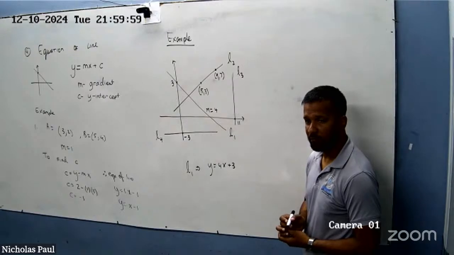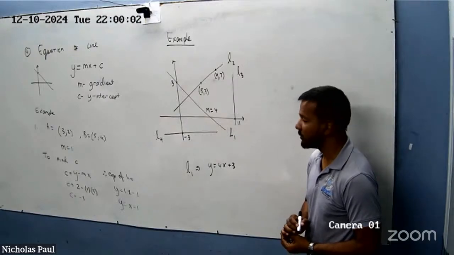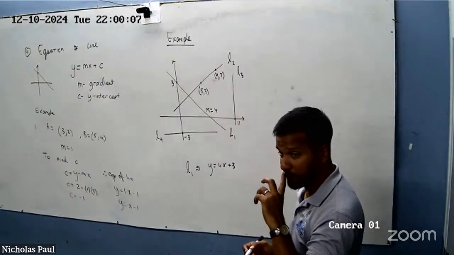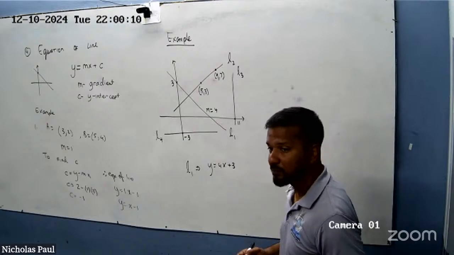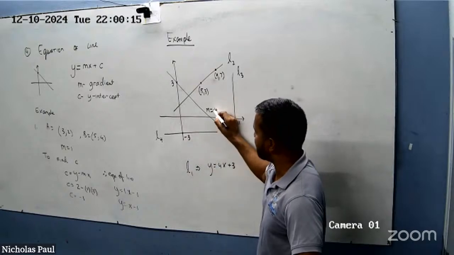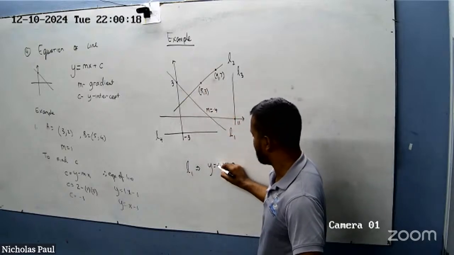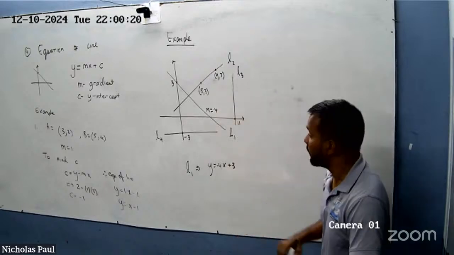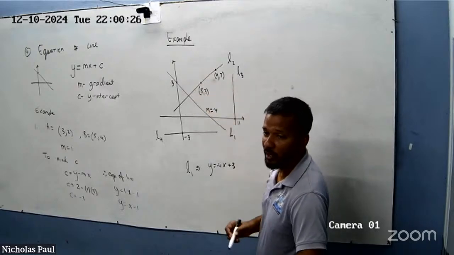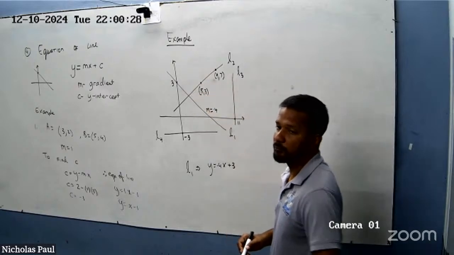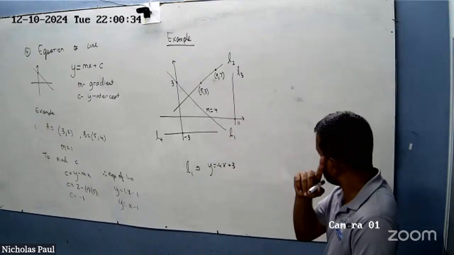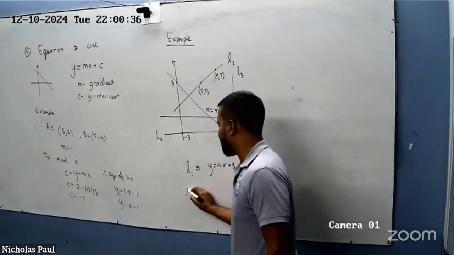Right, so you have to work it out. Actually, this should be minus 4 because it's a negative gradient. Right? So I gave you the gradient, I gave you the y-intercept. There's nothing to really work out. No, c is only the y-intercept. Okay? C is only the y-intercept.